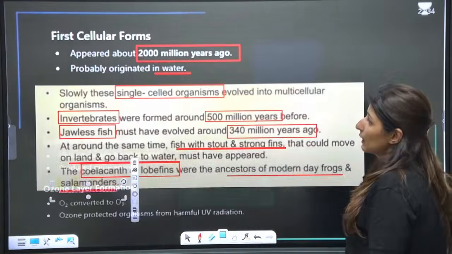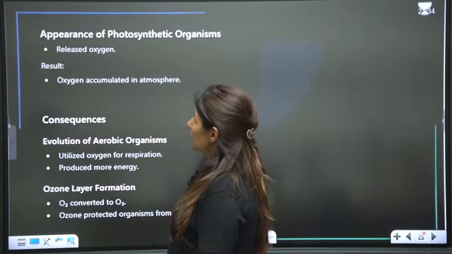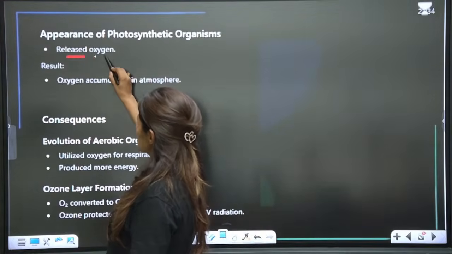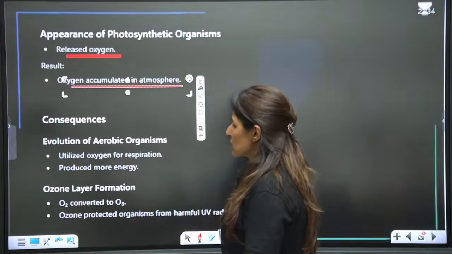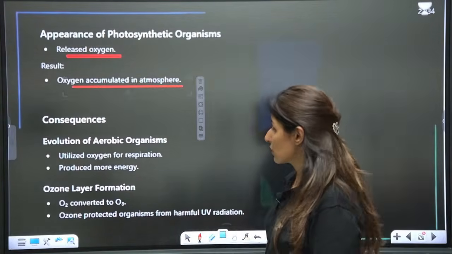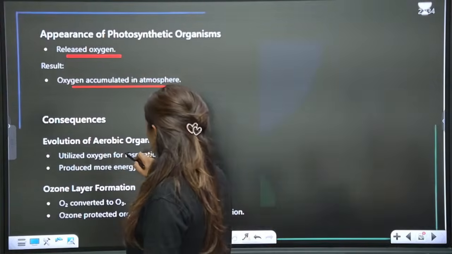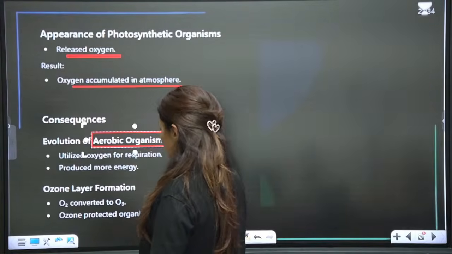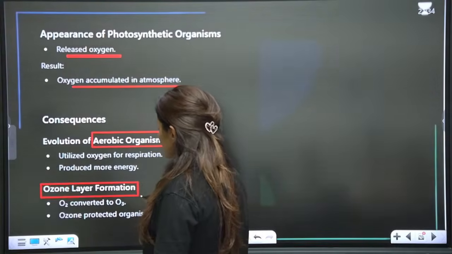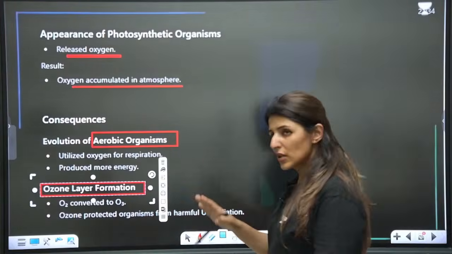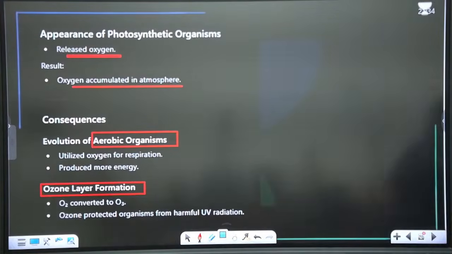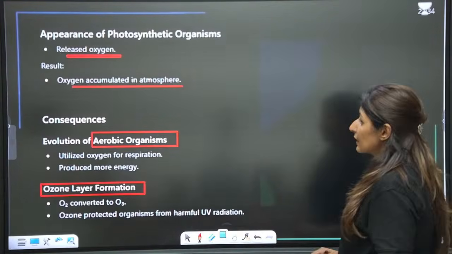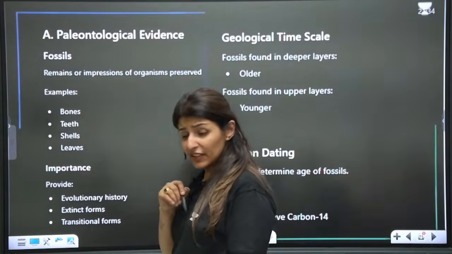Is that clear? Then appearance of photosynthetic organisms which released oxygen, and eventually oxygen accumulated in the atmosphere. So what happened once the oxygen was accumulated? It resulted in the origin of aerobic organisms, and ozone layer formation took place, which helped in decreasing the radiation coming to the environment. Is that clear? Then what are the evidences of evolution?